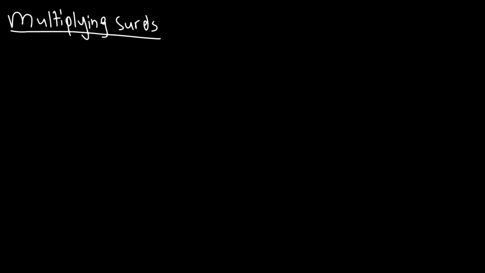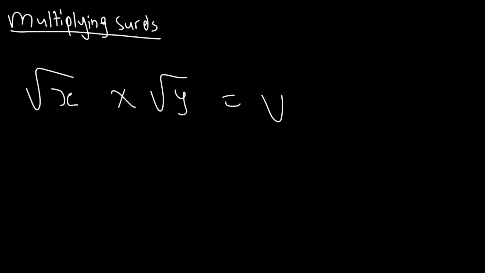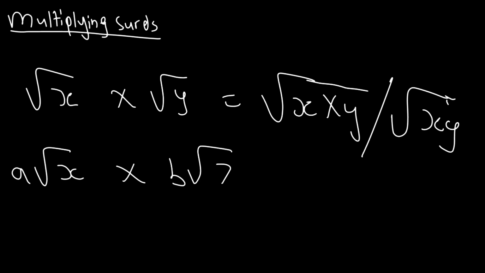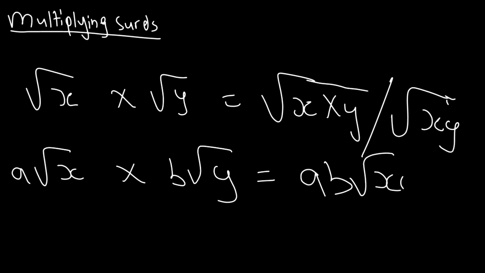So now that we know what a surd is, how do we multiply them together? To multiply surds, it's through these two formulas. The root of x times the root of y gives you the root of x times y, or root xy. A root x times b root y gives you ab root xy.